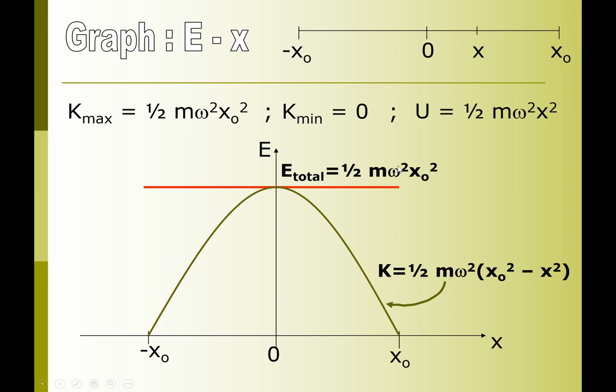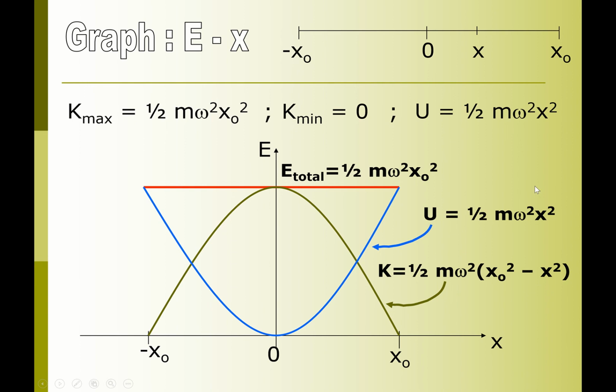And for the U, we derived just now that potential energy equals half m omega squared x squared. So this is also a quadratic form. The shape is parabolic also, but this time it is a smiling curve, because the coefficient of x squared is positive. So the shape is opposite from the K shape. One is negative, the other one is positive.